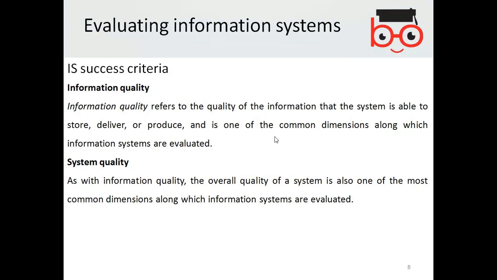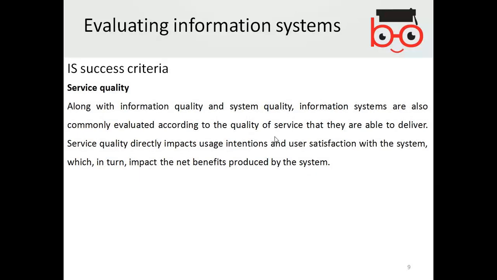System quality, as with information quality, the overall quality of the system is also one of the most common dimensions along which information systems are evaluated. So if you want to have information quality, your information should have been evaluated on how it is stored, delivered, and produced, and for the system, how the overall quality is, and you should have some dimensions to evaluate the system quality, whether the system is of adequate quality or not.